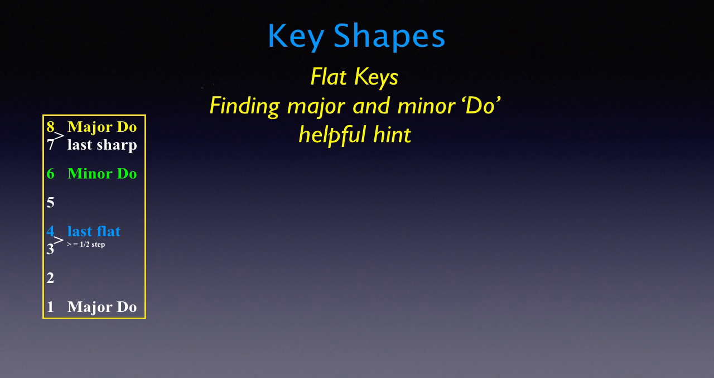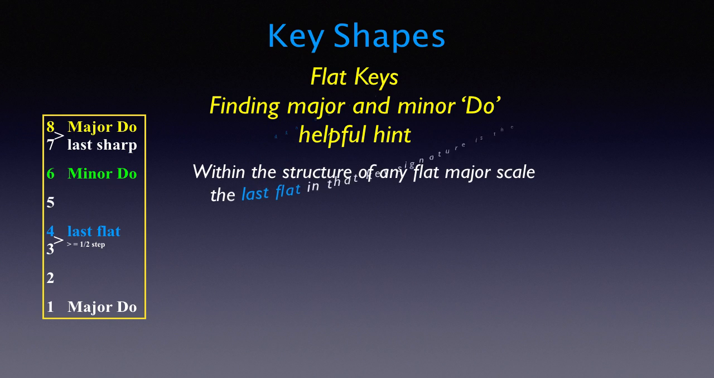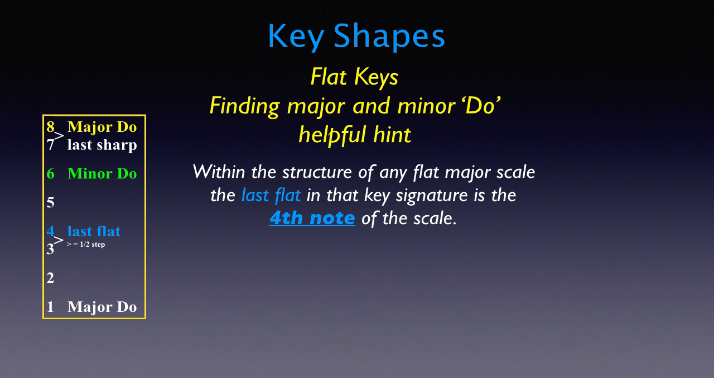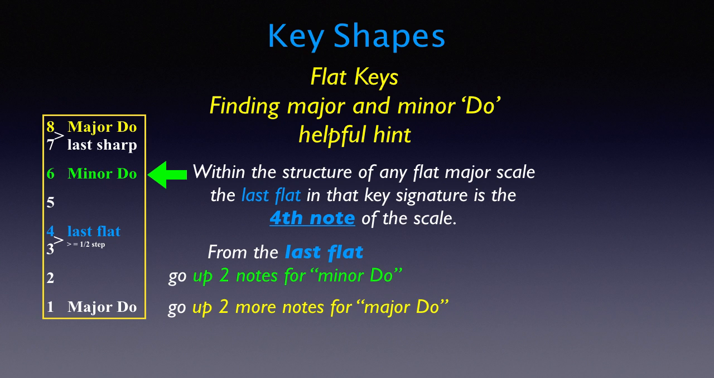For flat keys, helpful hint: within the structure of any flat major scale, the last flat in that key signature is the fourth note of the scale. From the last flat, go up 2 notes for minor do, and go up 2 more notes for major do, staying within the key, of course, as you're making those changes.